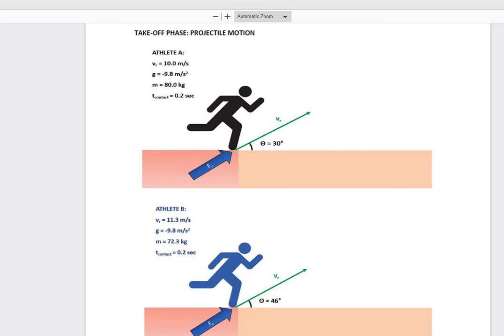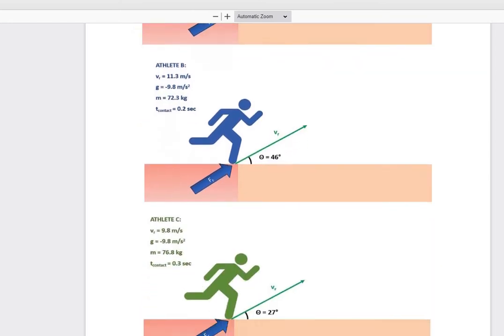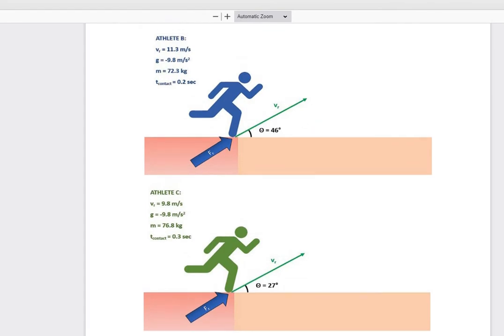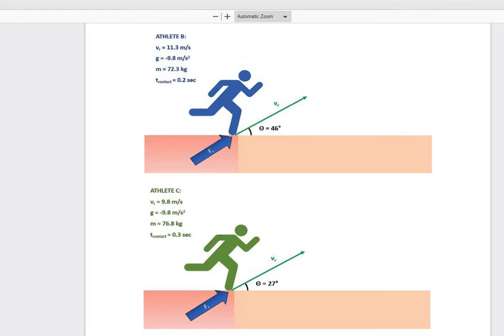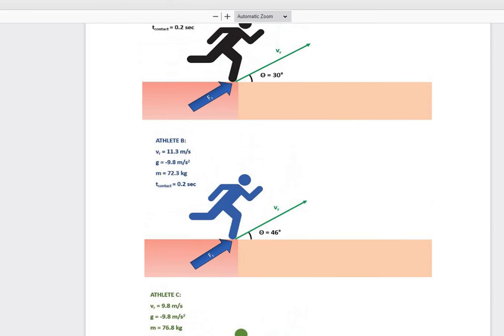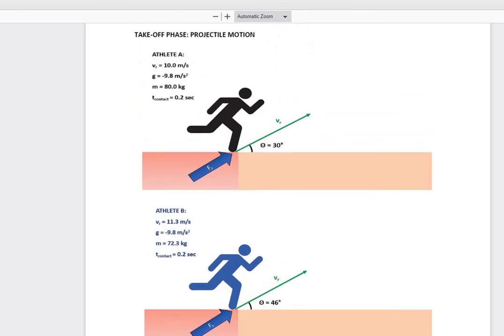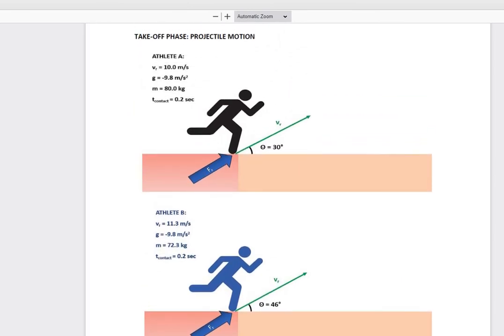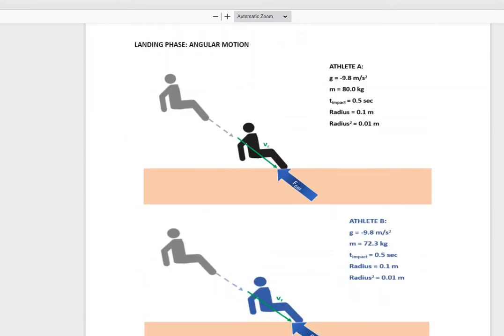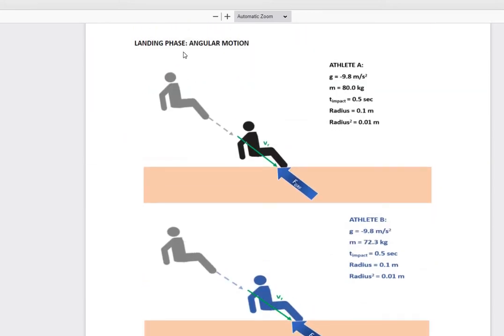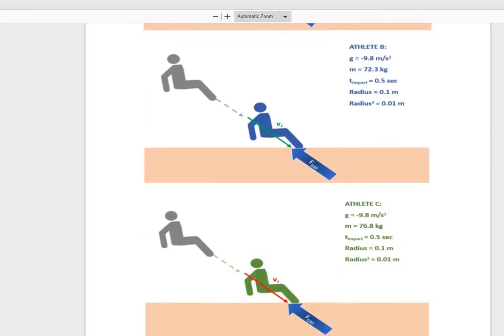Again, you have data for athletes A, B and C. Now this will all be looking very foreign to you at the minute, but rest assured, as the module goes on, this will become a lot clearer. And then we have the final phase, the landing phase, the phase that requires you to do angular motion calculations, and again you have data for athletes A, B and C.